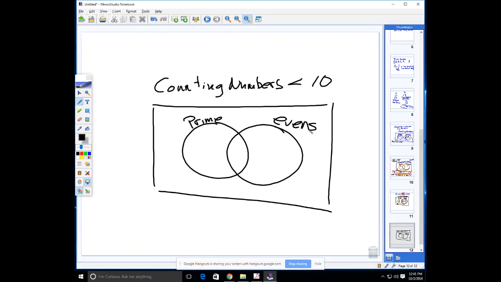So what I'd like you to do is draw this diagram and put down where each number lives. Basically, when I put two sets in there, subsets inside, I've broken this up into 4 places people can live. They either live in the middle, where both circles meet, they live in the prime but not the even part, the even part but not the prime part, or they live out here in the middle of nowhere.